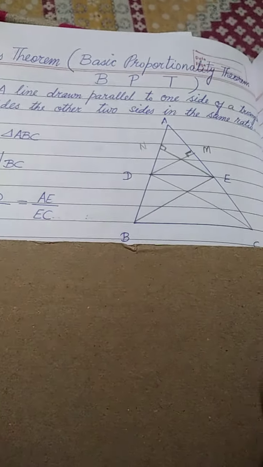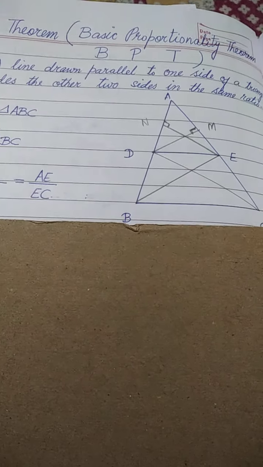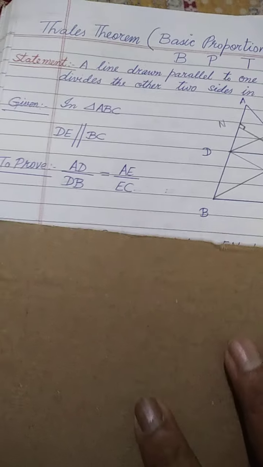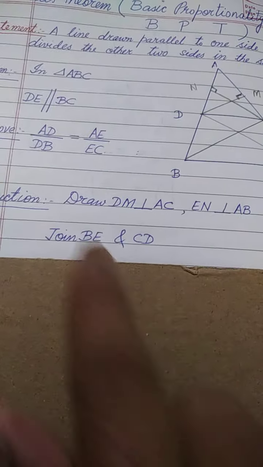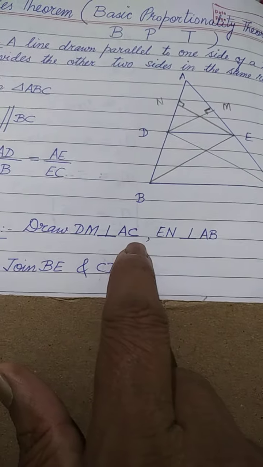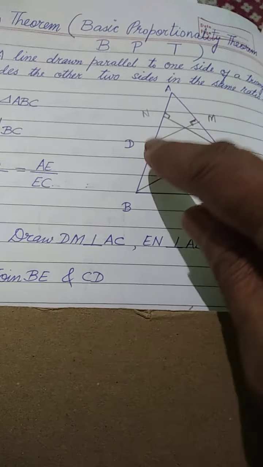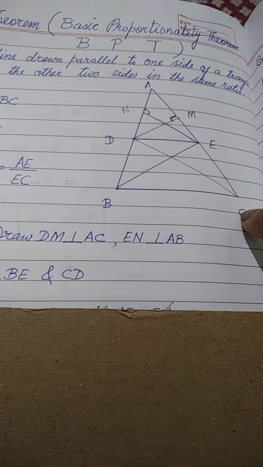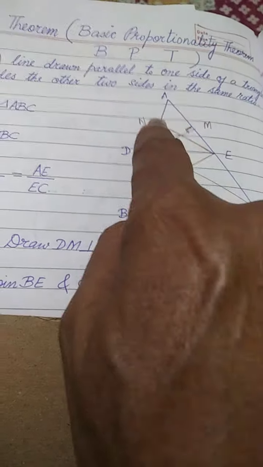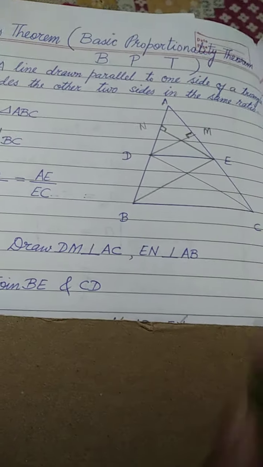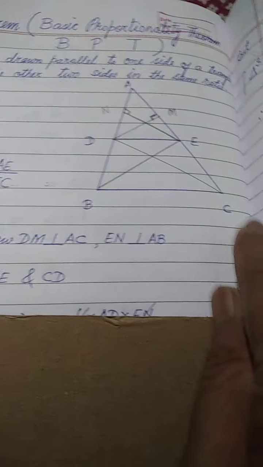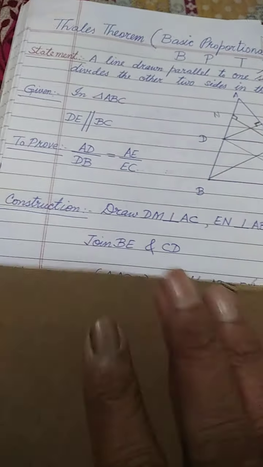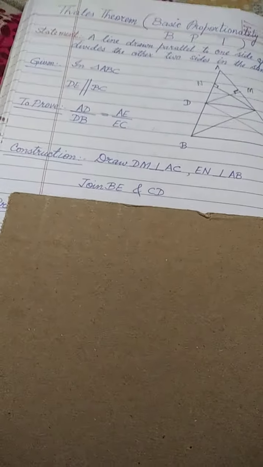Already I have explained. Thereafter, whatever extra thing we do in the given figure, that is called construction. So here we will do construction. What I have done in construction: draw DM perpendicular to AC. DM I have drawn perpendicular to AC. Similarly, EN perpendicular to AB. Also we have joined BE and CD. So whatever we have done extra, that will come in construction. So that is construction. After that, proof.